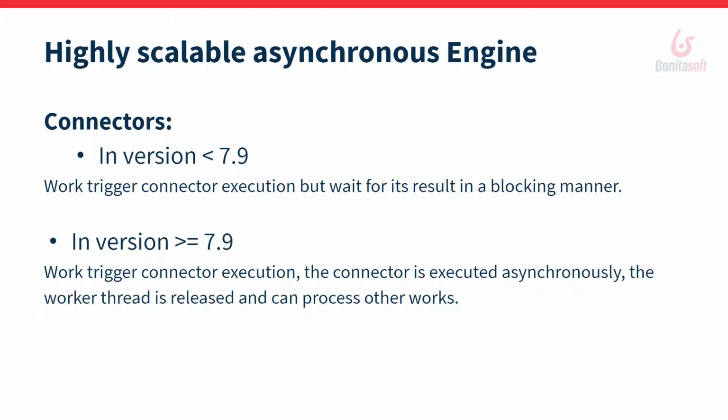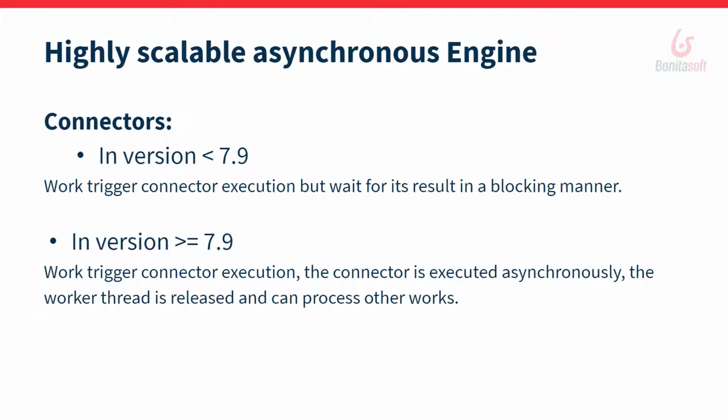The first thing that we improved on the Bonita engine about performance is the capability to execute connectors asynchronously. Before version 7.9, when what we call a worker triggers the execution of a connector, it was waiting and holding until the execution of the connector was finished. So it was blocking this unit we call a worker.